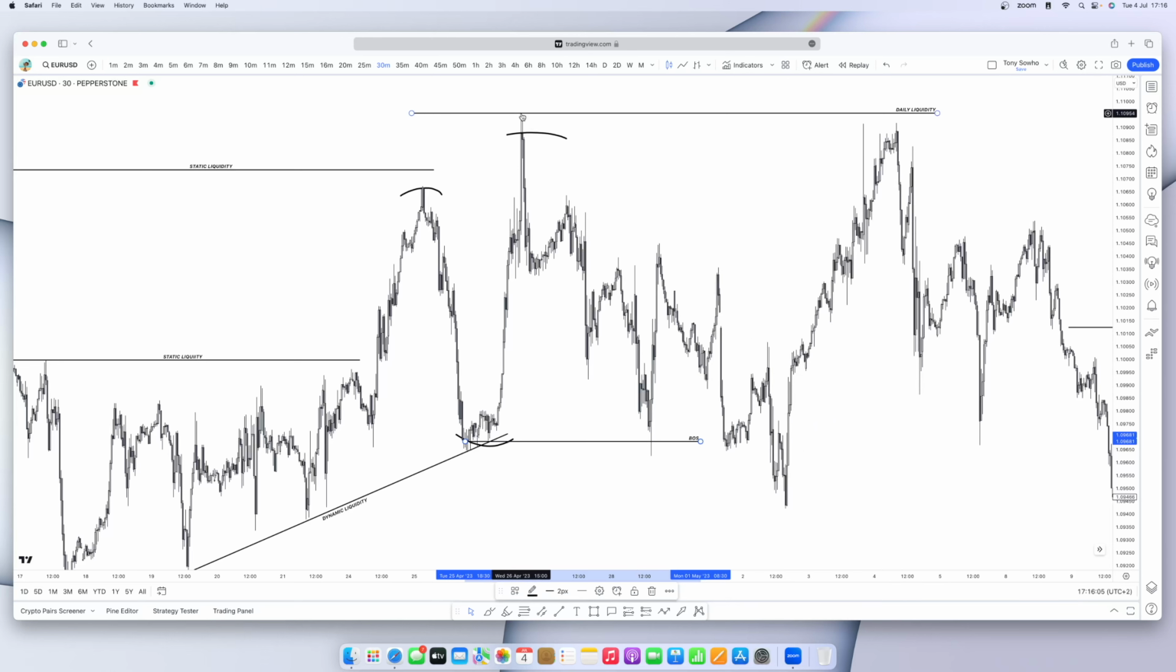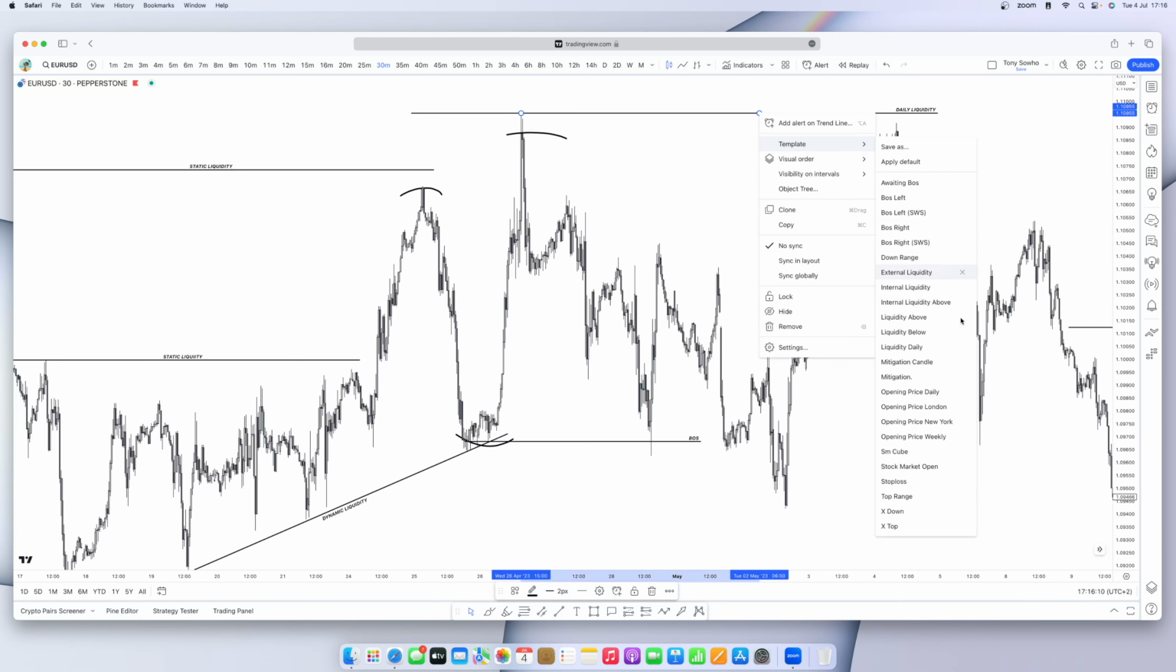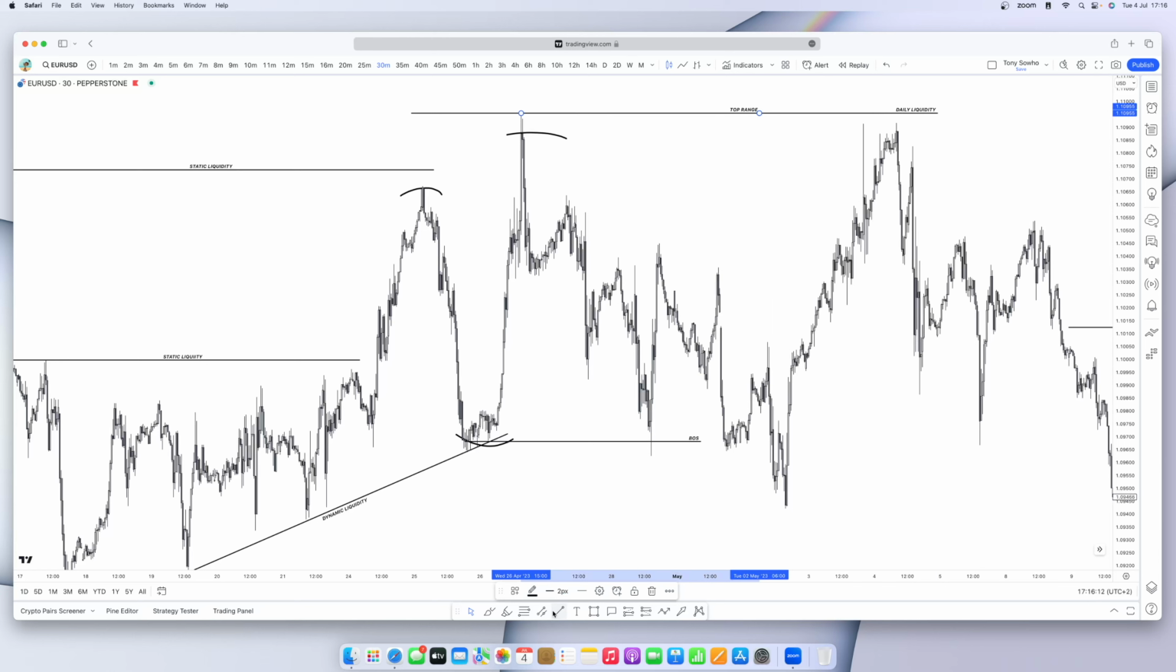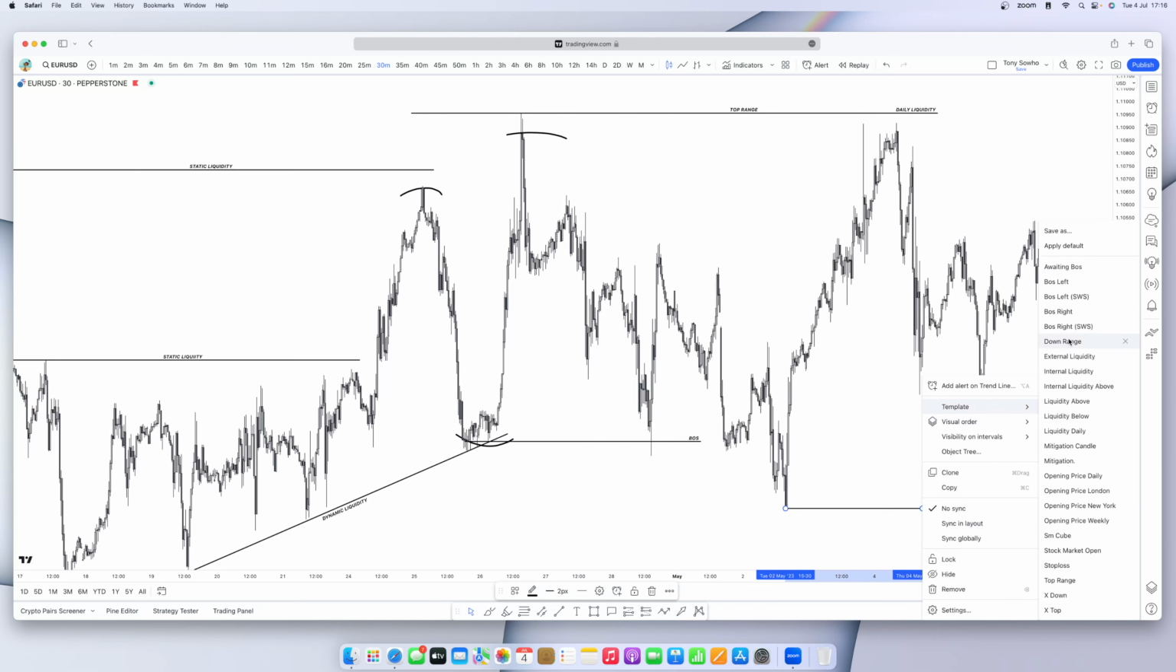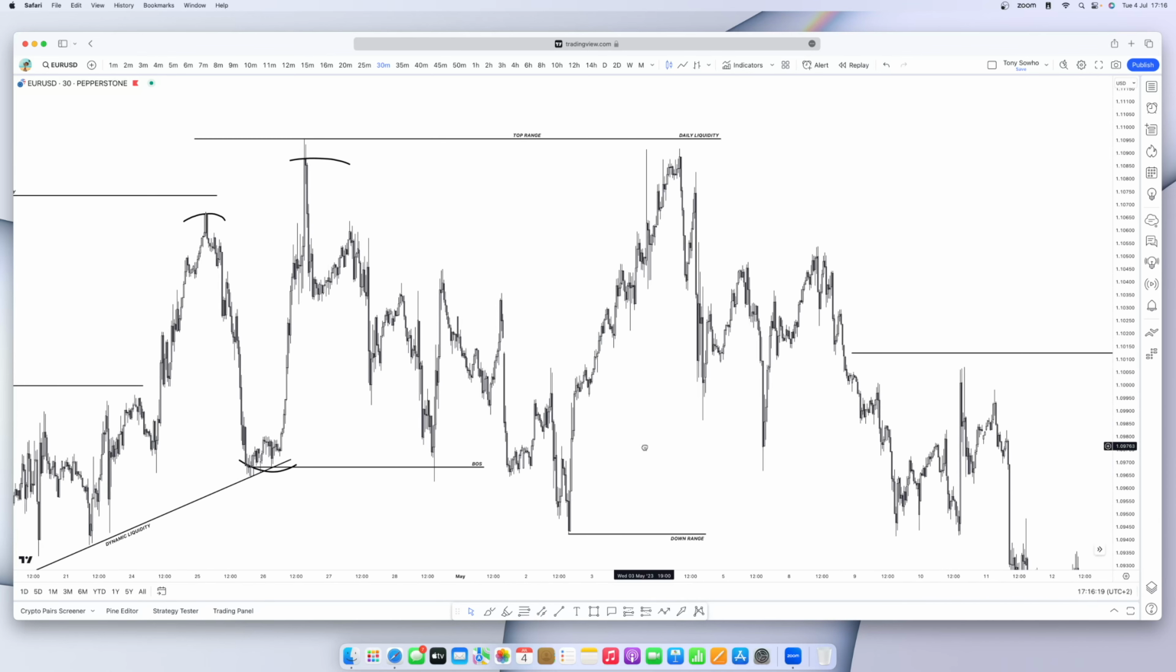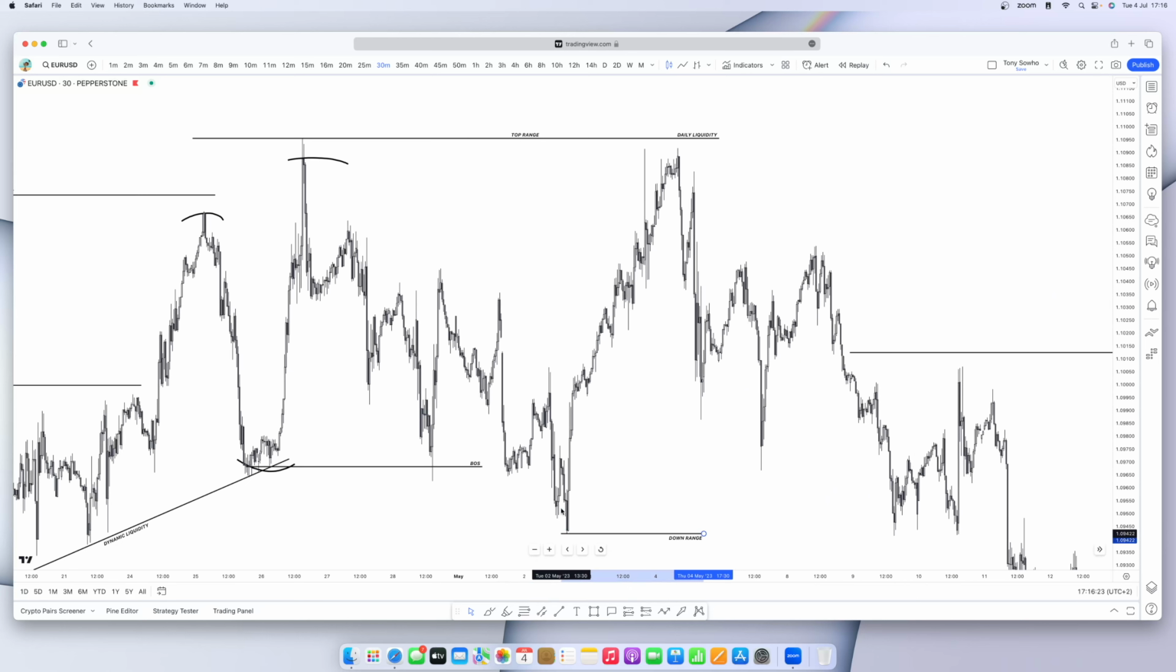Therefore, this area at the top here is going to be our top range, right? We're going to have this as the top range, and we are going to have this area here as the down range. This becomes our down range. So now that we have our range, we can spot our internal liquidity. And I'm seeing this here. Now, all of this liquidity, to me, is an internal liquidity. But what type of internal liquidity is this? This is a dynamic internal liquidity.